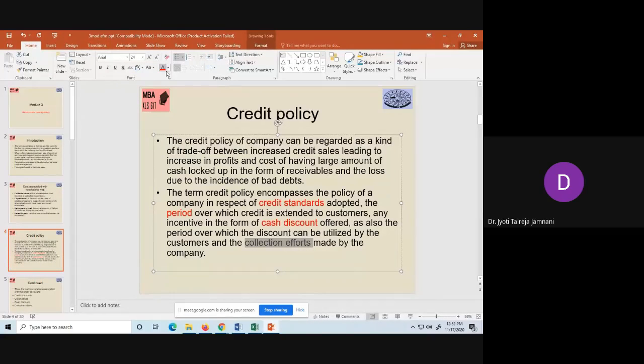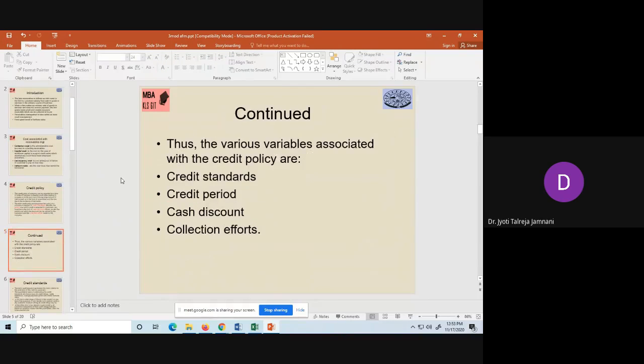So these are the 4 important things that you need to mention on the credit policy, on which we will also do sums, and how these factors will impact on the profitability of the company we will understand through sums. So these are the 4 important terms in the credit policy about which you have to give the details. So I've written it here. Thus, the variables associated with credit policy are credit standard, credit period, cash discount, and collection efforts. On all 4, we will have sums.